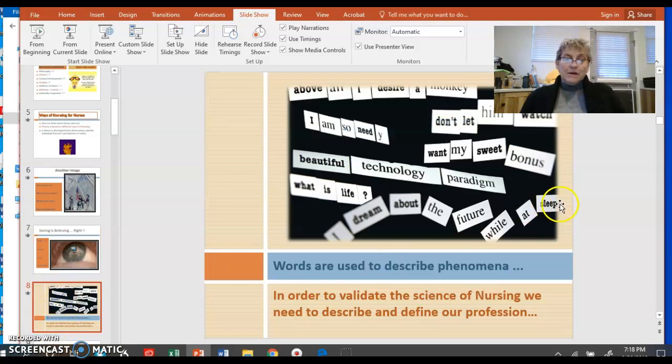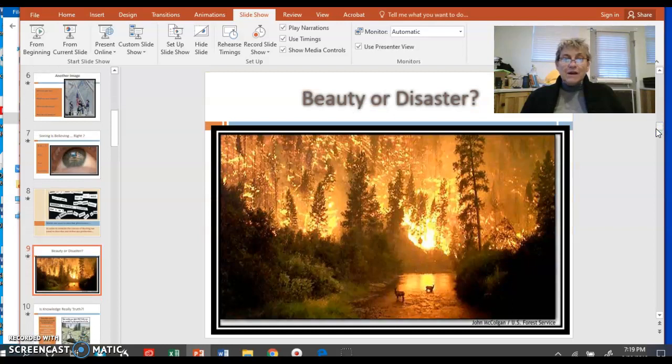So moving on just a little bit farther, here are some words that we might use to describe phenomena. And these kinds of words that describe phenomena are environment, context, patient, relationships, health, wellness, medications, interventions, evidence-based practice. So these really aren't all the words here, but I am showing you this to help you understand that in order to validate nursing, we need to understand the language that we use within our profession.